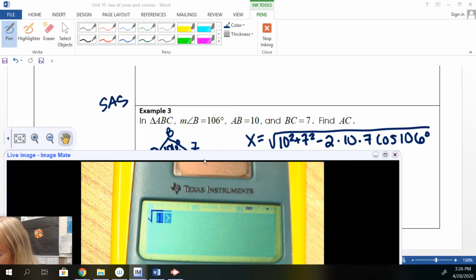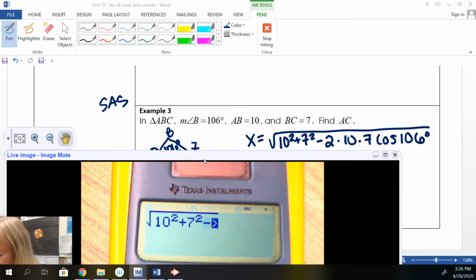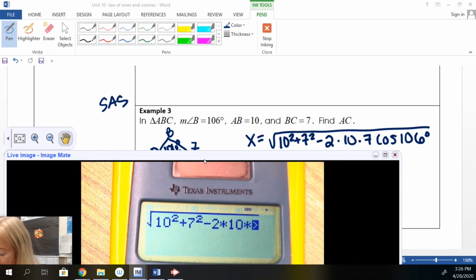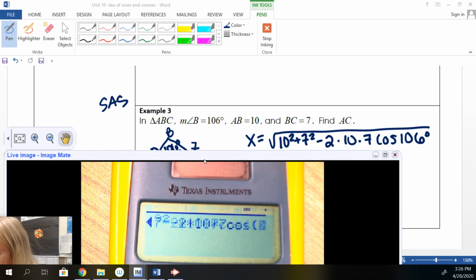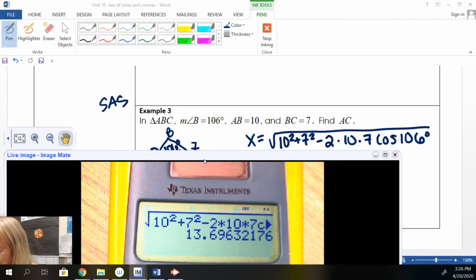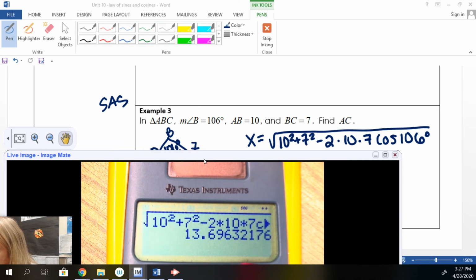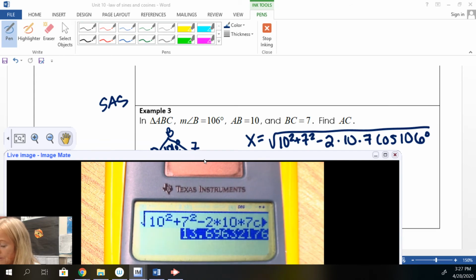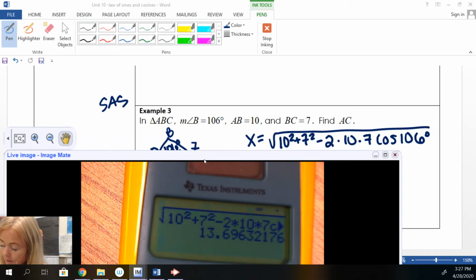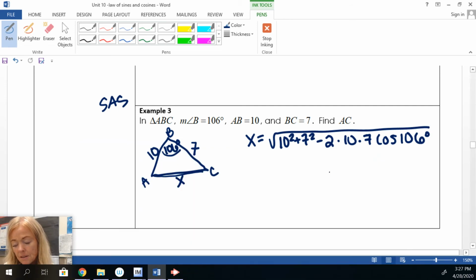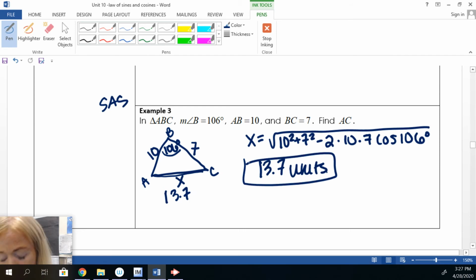So square root of 10 squared plus 7 squared minus 2 times 10 times 7 cosine 106 degrees. All right, and that is 13.7. Now, I didn't do my usual and check to make sure everything was entered correctly, but 13.7. If I did, let me know. I'll remake the video, but 13.7 units is what that side would be. All right.